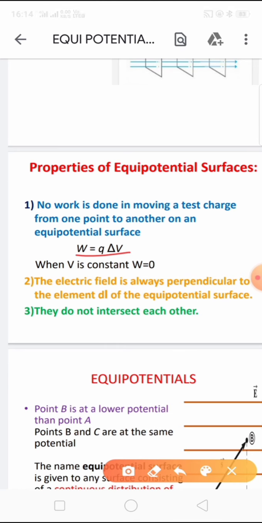Second property, the electric field is always perpendicular to the element dl of the equipotential surface. So the electric field makes an angle of 90 degrees with the equipotential surface. Third property, they do not intersect each other. So, these are the properties of equipotential surfaces. Now, let's see some other examples of equipotential surfaces and what is their significance.